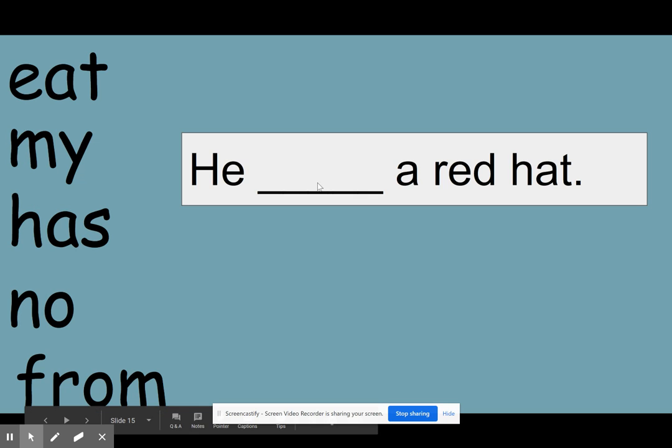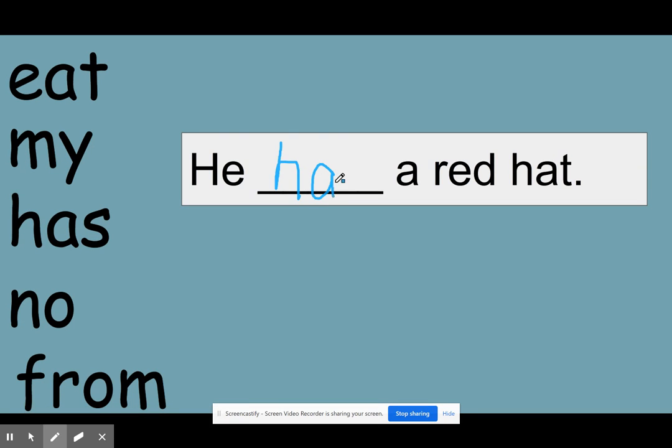Go ahead and write your word that you think belongs in the space. Go ahead and write it on your board, just the word. And you should have the word has. He has a red hat. Go ahead and erase your board, and we'll get ready for our next one.